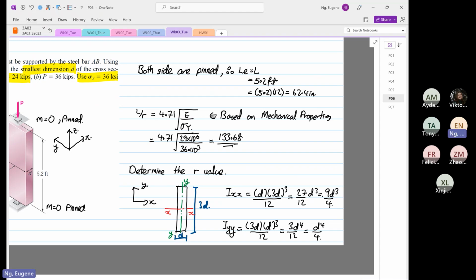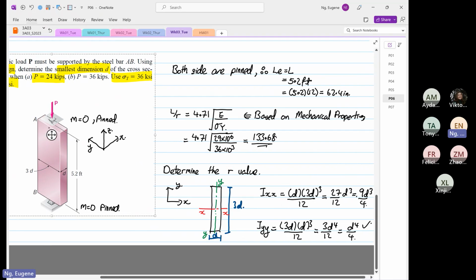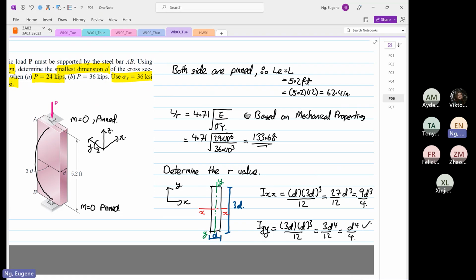What we know is that we're going to select Iyy. What does it mean? Buckling will occur this way, so this is rotation about YY. If I draw the plane like what I've done before, this plane over here is our XZ plane. We have to focus on Iyy, then we know our radius of gyration is Ry.